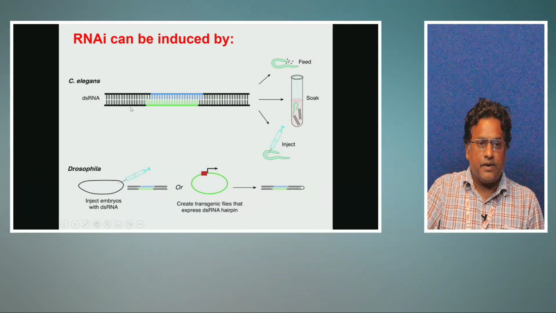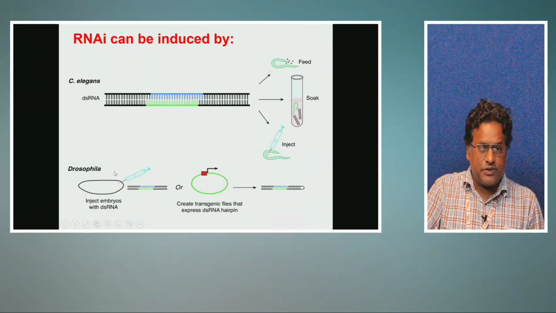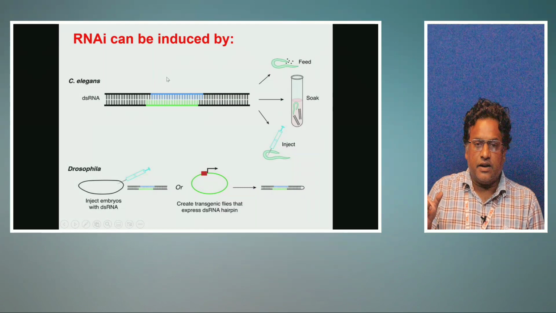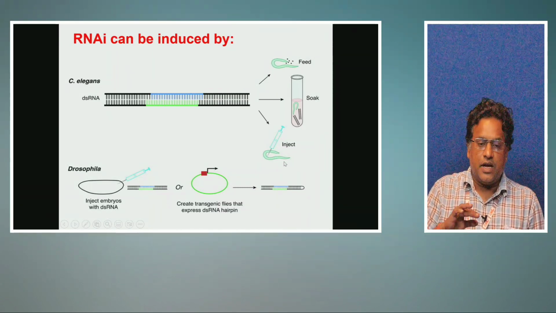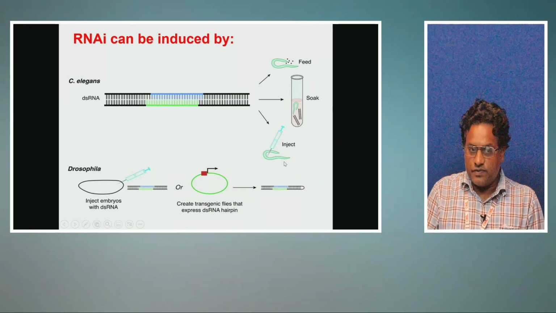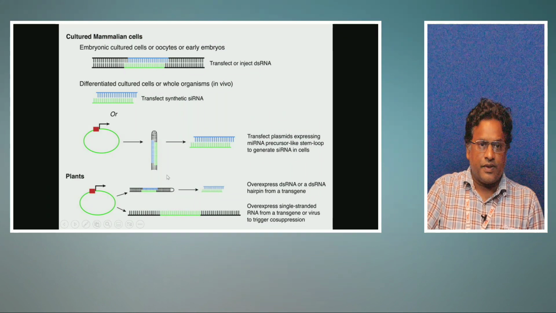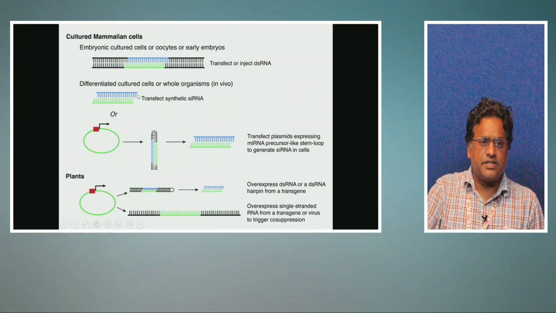So RNAi can be induced in C. elegans. You take double-stranded RNA, soak it with the C. elegans, or inject it. You can use that double-stranded RNA to inject into C. elegans to stop the expression of a certain RNA, and you can do the same for Drosophila too. And of course you can use it in mammalian cultured cells also.